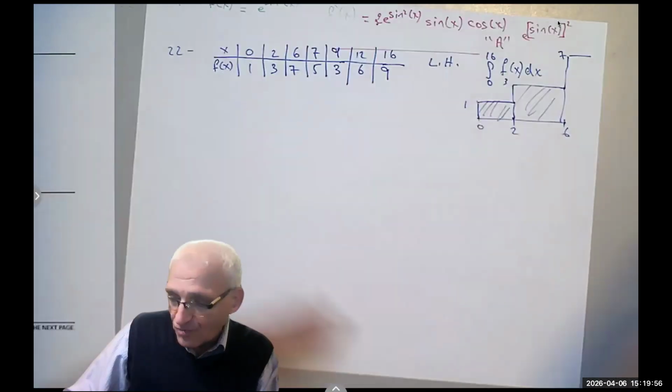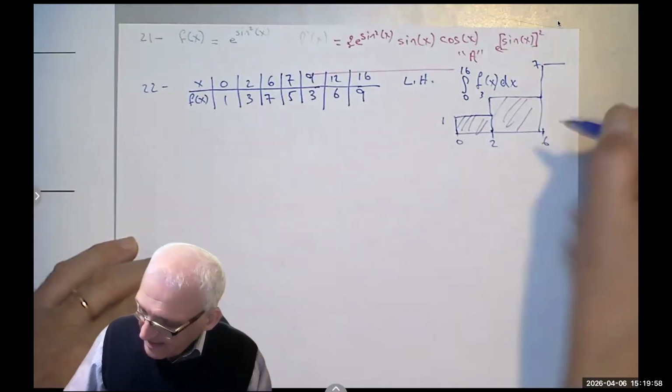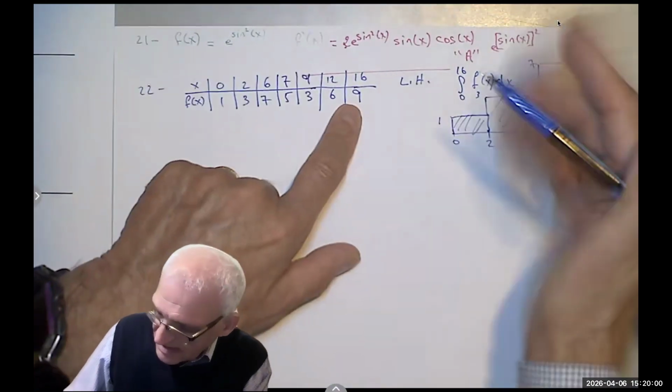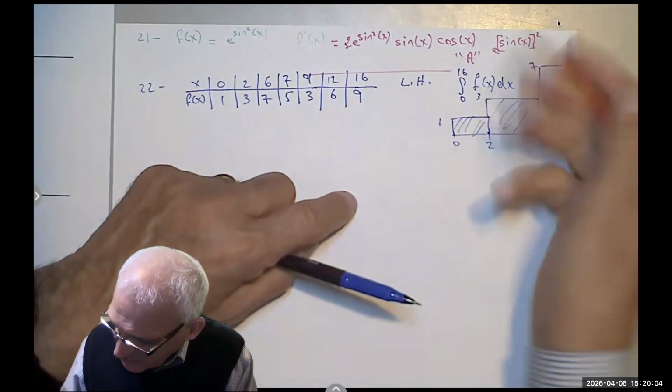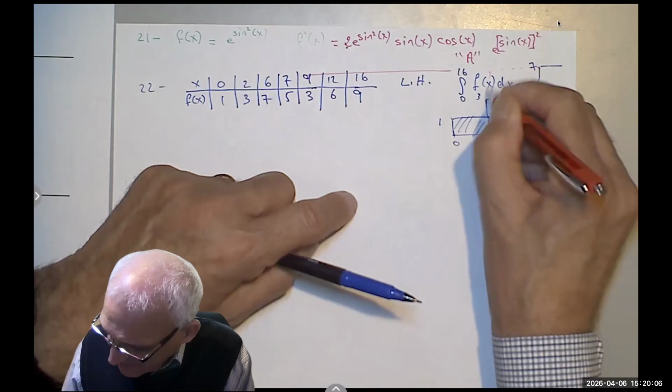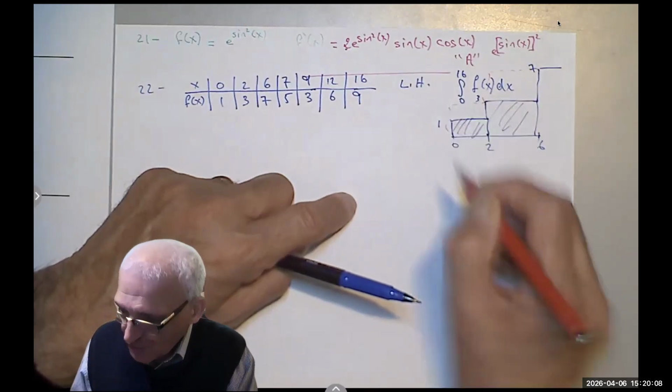If it was a right Riemann sum, then I would start with the 16, and when I come here, the height would be 7, and here the height would be 2.